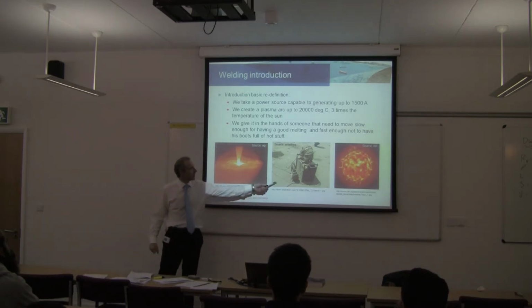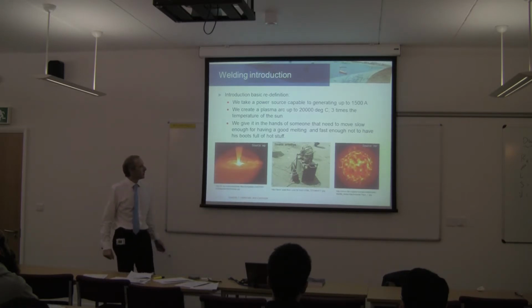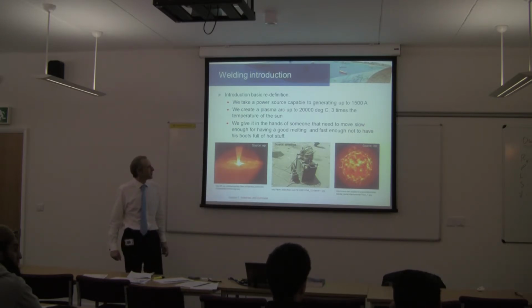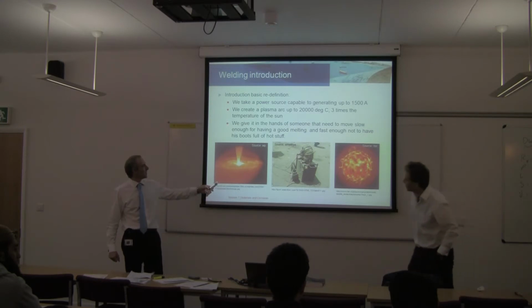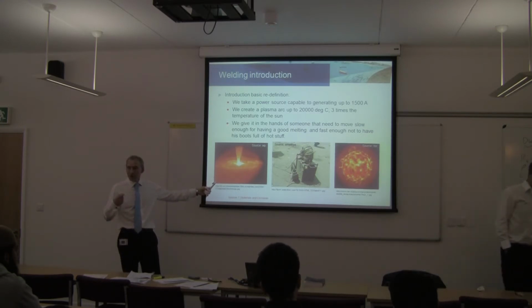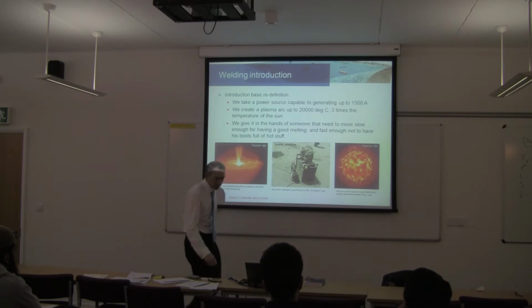There are the photographs. This is actually a rather poor example of a... Rich, help me, what's the word? It's a welding machine. Yeah, a welding machine. It's not in very good condition. And there you've got the tip of the welding torch melting down, and a picture of the sun on the right hand side.